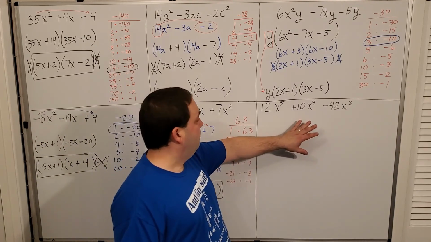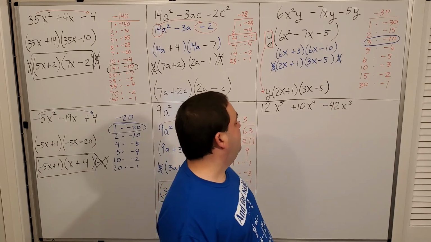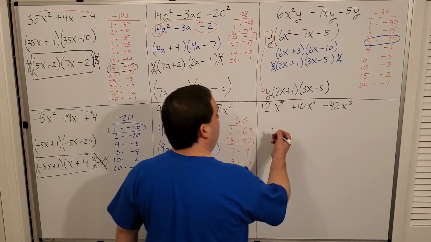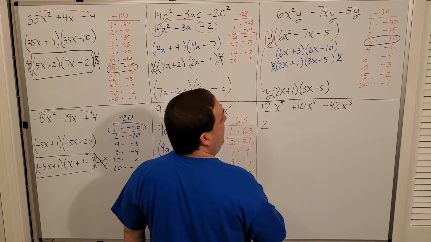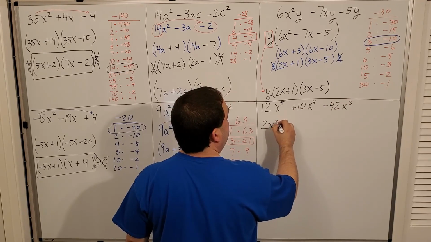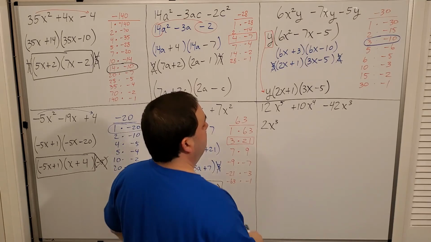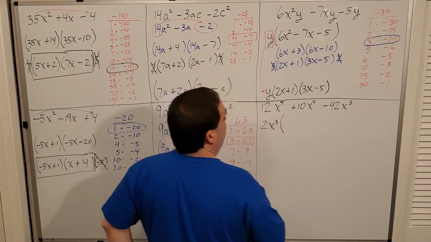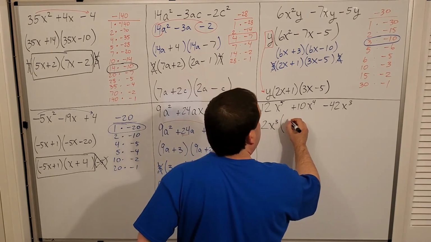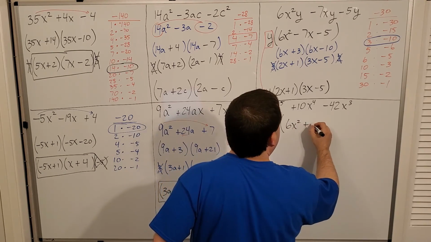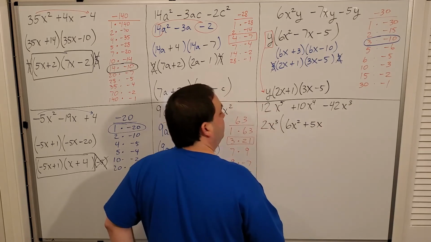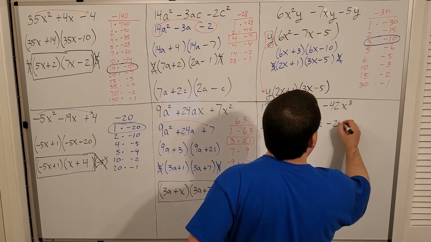Okay, one more. 12, 10, and 42 all have a 2 in common. And everybody has x's, so I take the lowest power. That would be x to the 3. Leaving me with a 6x squared plus 5x minus 21.